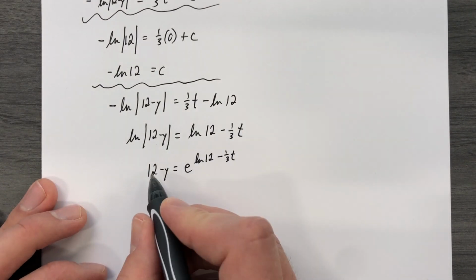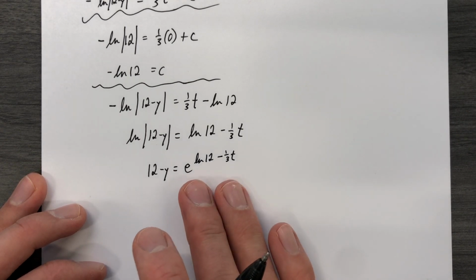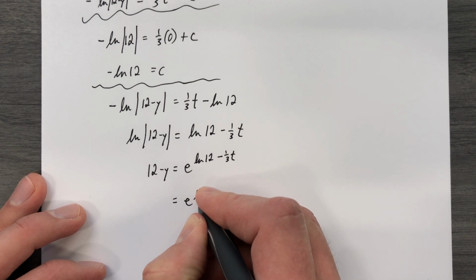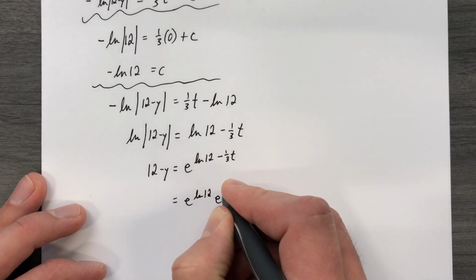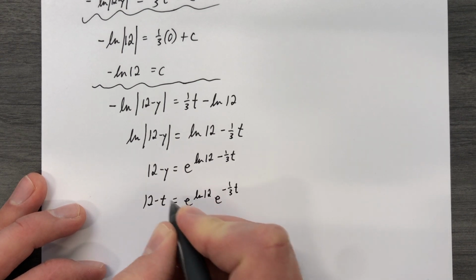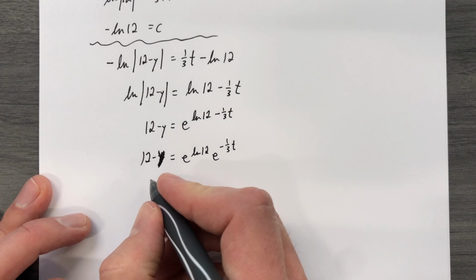Okay, subtract the 12, divide by -1. Feel free to do all that. I'm going to clean this up a little bit. This just looks nasty to me. So this is e to the ln 12 times e to the -1/3 t. There's your 12 minus y. Whoops. Okay.